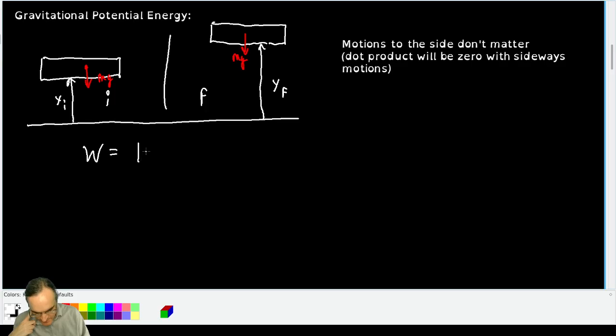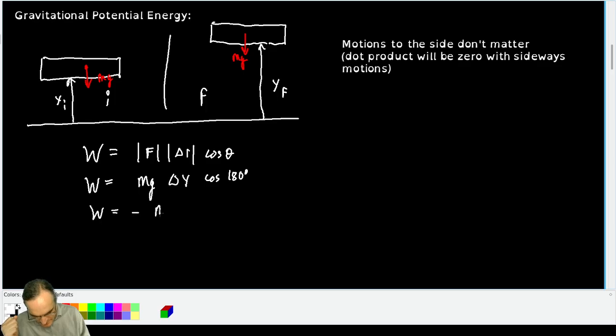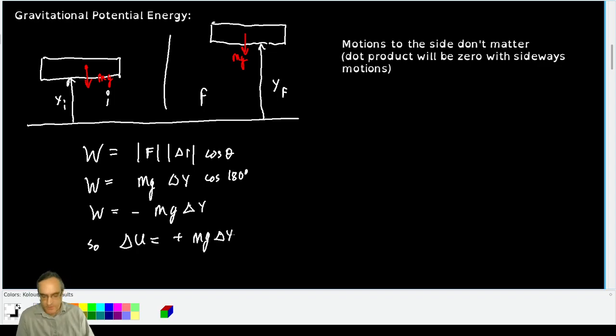We can just say work is going to be the magnitude of the force, the magnitude of the displacement, and cosine of the angle between. So that means the work is going to be mg times delta y times cosine of 180, or it's negative mg delta y. That means the change in potential energy is equal to positive mg delta y, because the change in potential energy due to gravity is going to be the opposite sign of the work. It's the negative of the work done by that force.